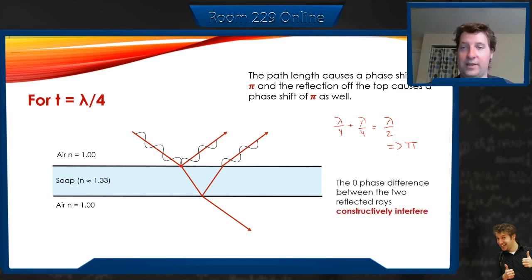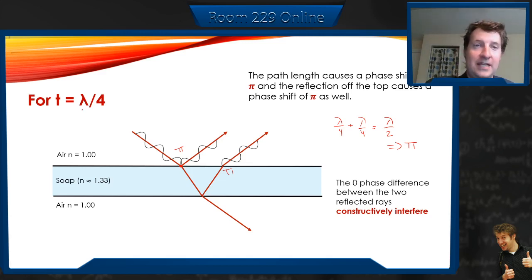And we're going to end up with constructive interference. There is no phase difference between the two reflected rays. Right? So we have a phase change of pi here. This up and down causes a phase change of pi. Everything is still lining up. So if the thickness is a quarter of the wavelength, then it will constructively interfere.